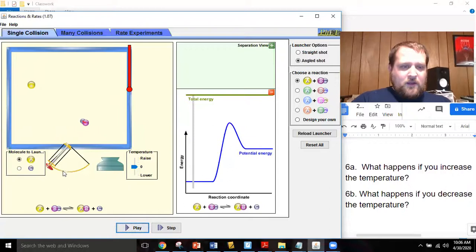All right, what happens if you increase the temperature? So we'll keep this going. Let's raise the temperature. What do you see happening?